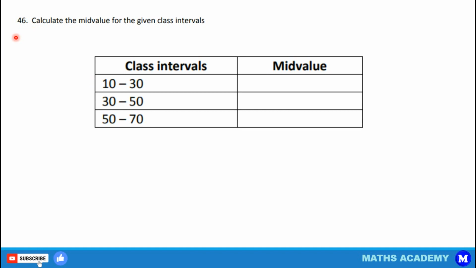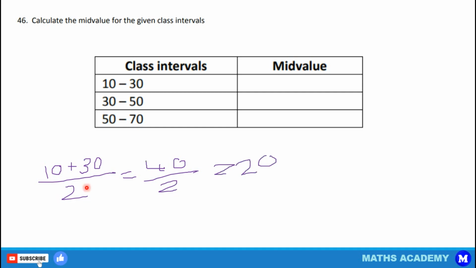Question number 46. It says calculate the mid value for the given class intervals. So now we should calculate the mid value. So to find the mid value of the given class interval, you should first add. For example, if we take 10 to 30 class interval, we should add 10 and 30. So you get 40, and you should divide 40 by 2. So that will be the mid value of this class interval 10 to 30. So this is how you do. 10 plus 30 equals 40, divide by 2, that gives you 20. That will be the mid value of class interval 10 to 30.